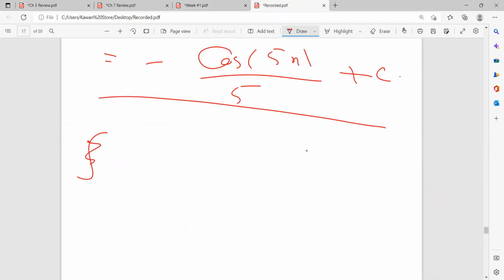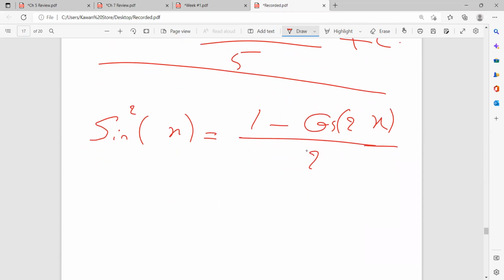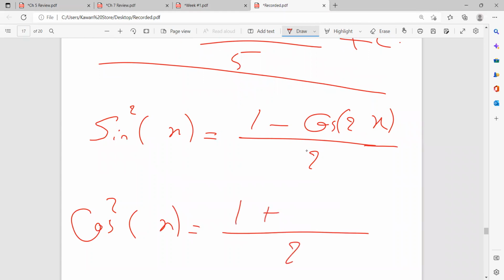So I have such rules. We call these rules half angle. What do you mean by half angle? For example, if I have sine square of x, we are going to change it carefully. And again, if I have cosine square of x, it is equal to 1 plus cosine 2x over 2. These are called half angle, and we need them. How do we deal with it?